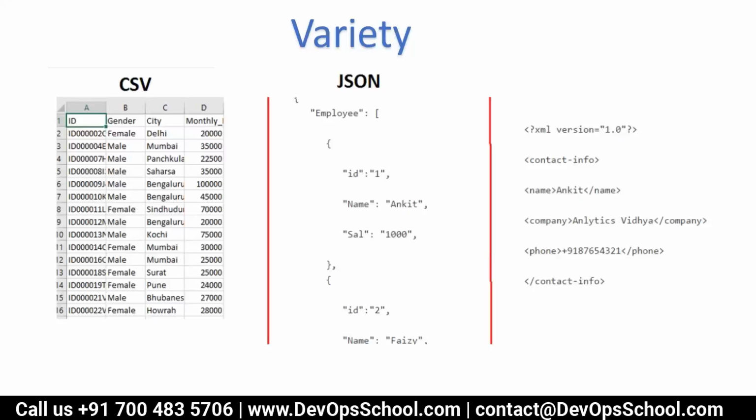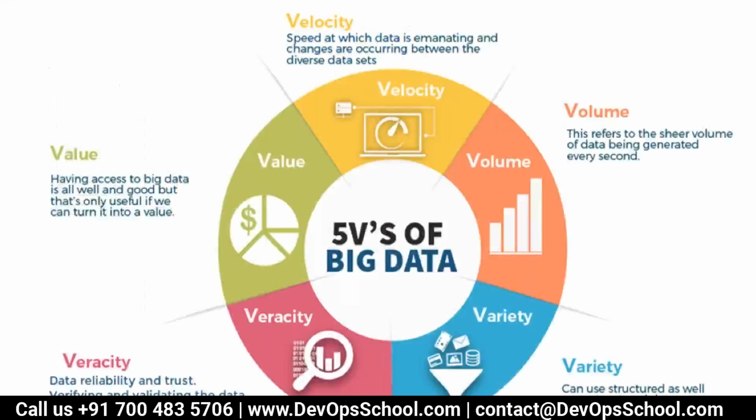This 3V problem was there up to 2017. In 2018, another 2Vs also came into existence. So big data became the 5V problem. The other two Vs, if you see this image, on the extreme left, you can see value and veracity. These two are the remaining two. Value: how much GB is stored is not important. How to bring the value from the data, that is important.